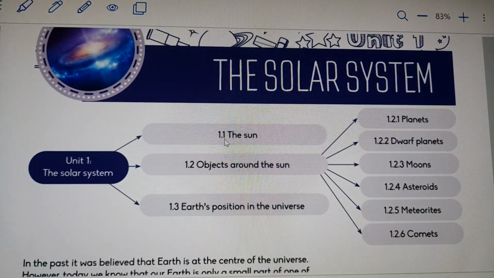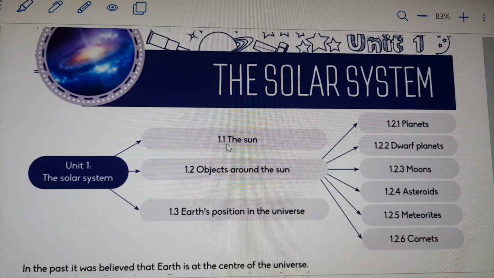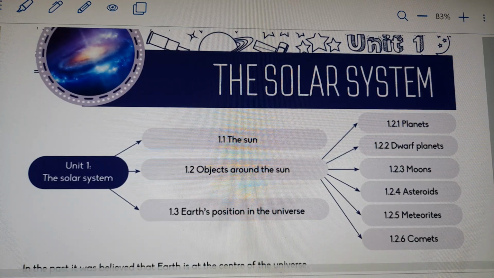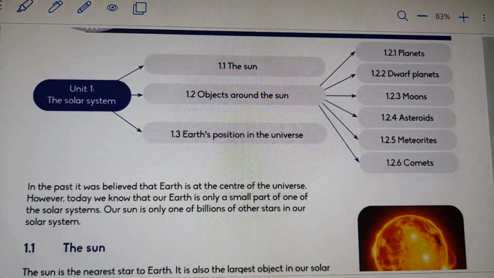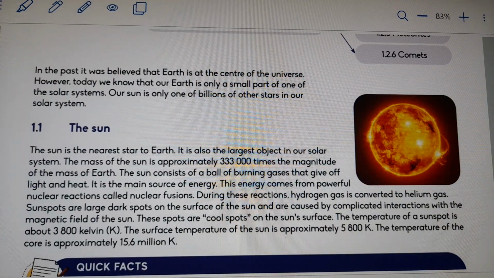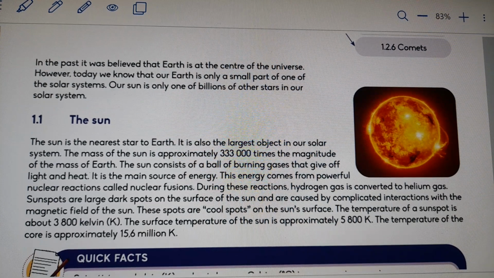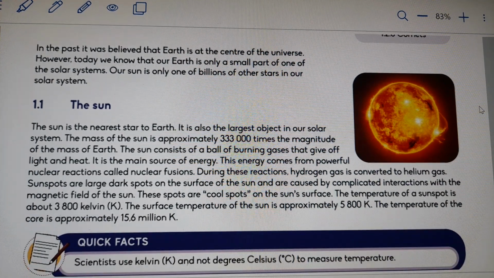So the solar system is divided into 3 subunits, which is the sun, the objects around the sun, and the Earth's position in the universe. And the objects around the sun, they are divided into other 6 smaller units. So let's go for it with our introduction. That is on page 239 in your textbook. 239 in your textbook.